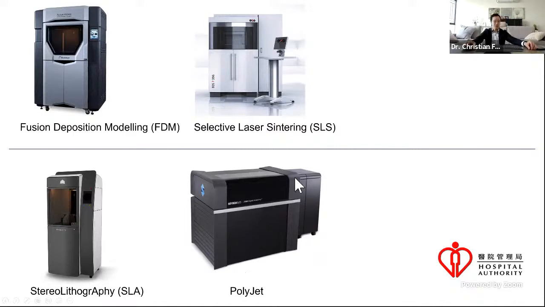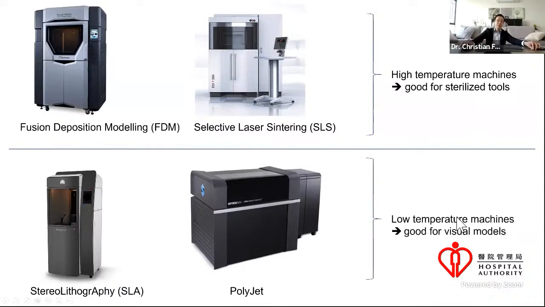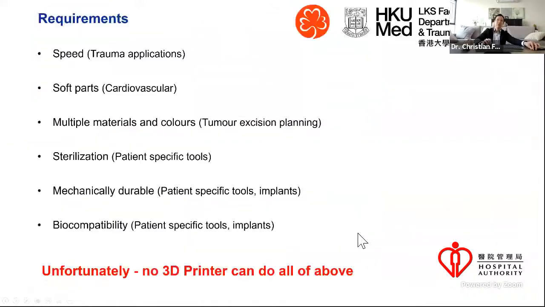So all of these machines, it's very confusing now. Each of them has specific uses and specific strengths. So for example, this is a high temperature machine because these ones use very high temperature to melt the plastic and then to form the parts. So in general, these are good for making tools for sterilization. These are low temperature machines. They generally use UV light to cure the plastic products. So they're good for visual models because when you use light, the resolution tends to be very good.